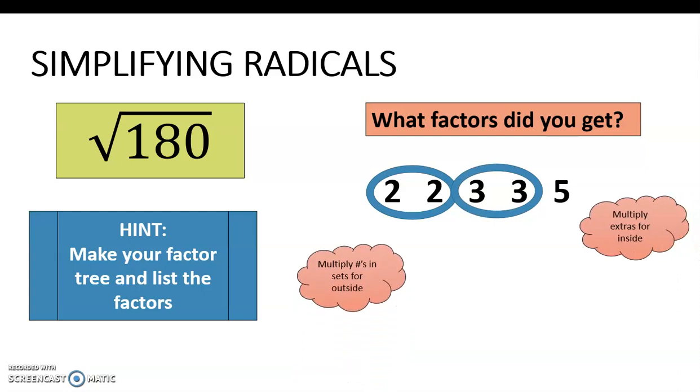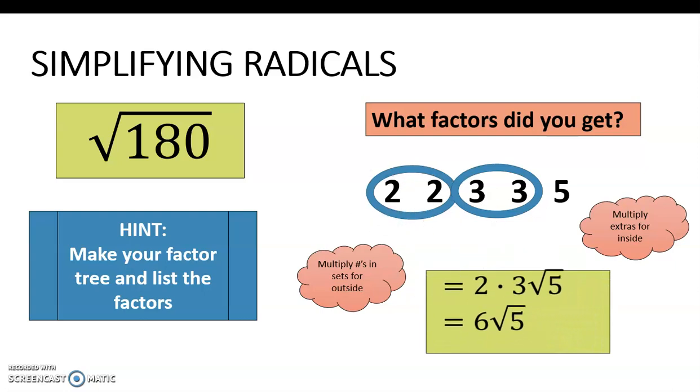I circled my sets of 2. Remember, this is an index of 2. Multiply my numbers in the set for the outside. This one's a little different because on the outside I do have a set of 2 and I have a set of 3. And then what's left goes on the inside. So my set's a 2, I multiply on the outside. I had a 2 and a 3. That gives me 6. And then what was left stays on the inside. So the square root of 180 simplifies into 6 times the square root of 5.